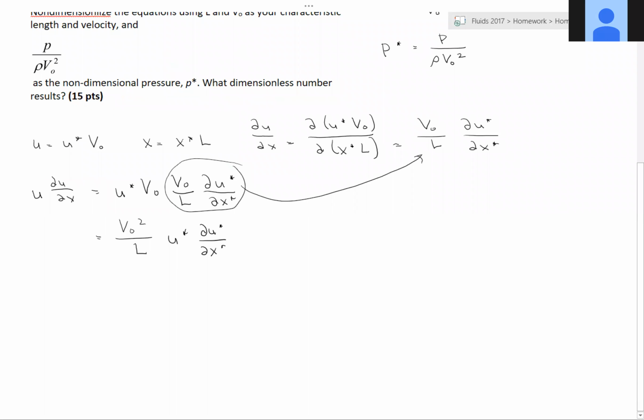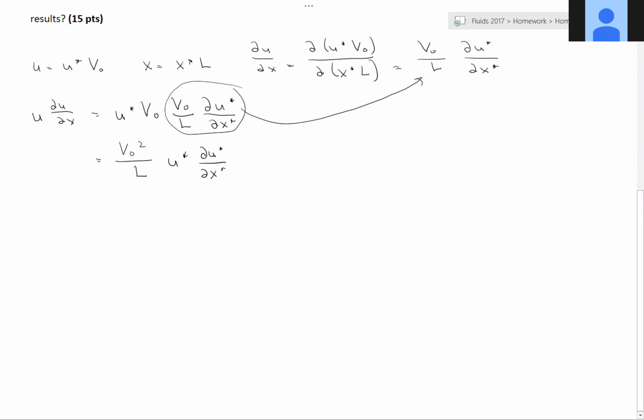And what I can show you is, and you're going to have to do all the work anyway, what you're going to end up with is this. Once you do all of the work, which you will, this is going to be minus dp star dx star plus the kinematic viscosity divided by this, d squared u star dy star squared.